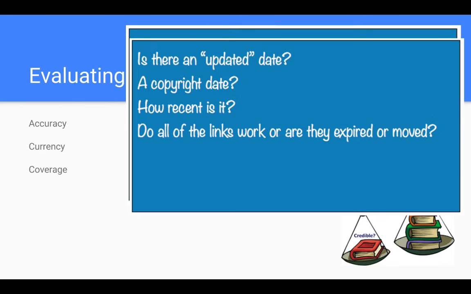When we talk about currency, we're talking about, like, how recently was it written? Is there a copyright date or an updated date? Recency is kind of important if, let's say, for example, we're talking about laws, or we're looking up health or medical information. Because if I want to research my hypothyroidism, I don't want to look at research from 1982. I want to look at information from 2016, 2017.